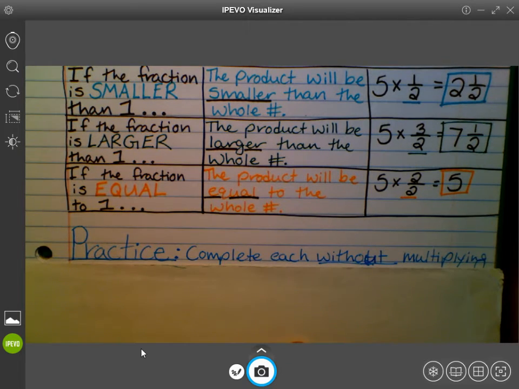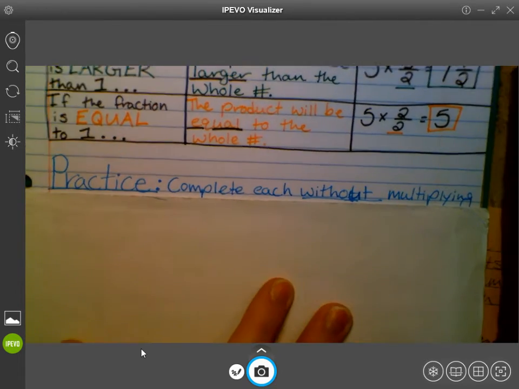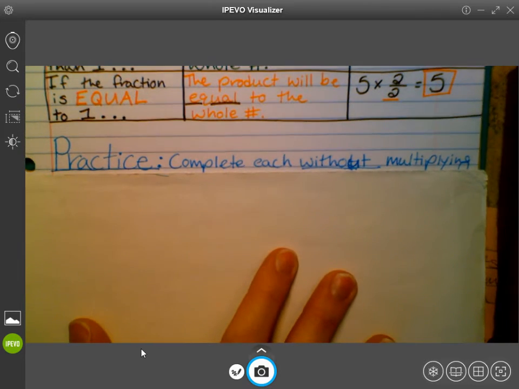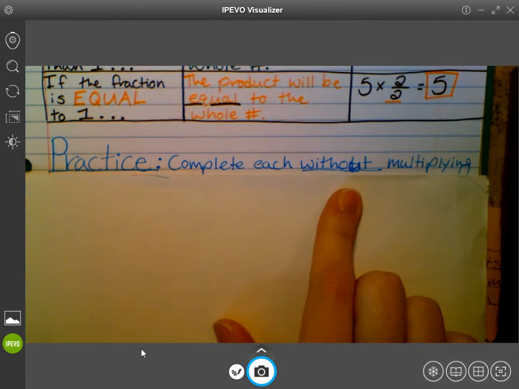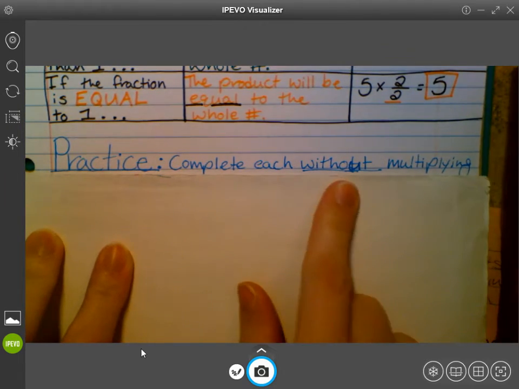So our practice, it says complete each without multiplying. I accidentally spelled without wrong, so I had to make that U over another letter. So complete each without multiplying.